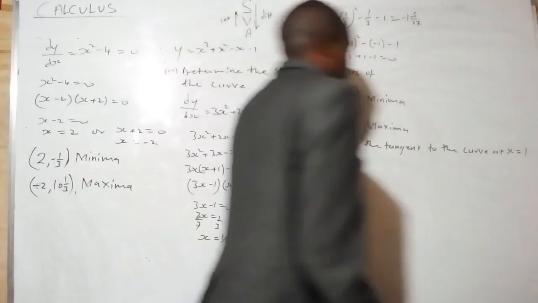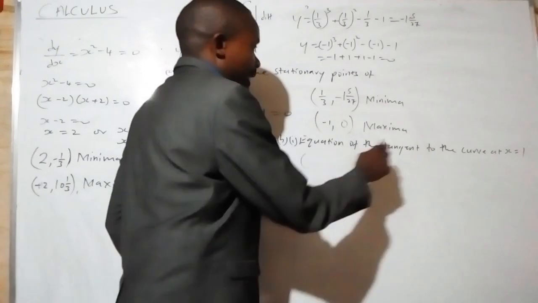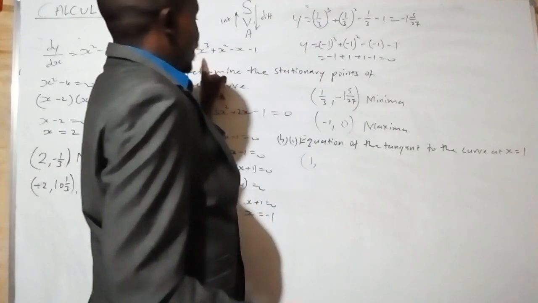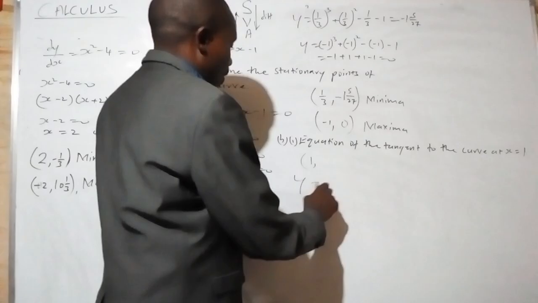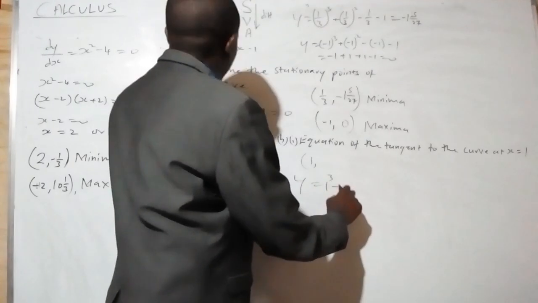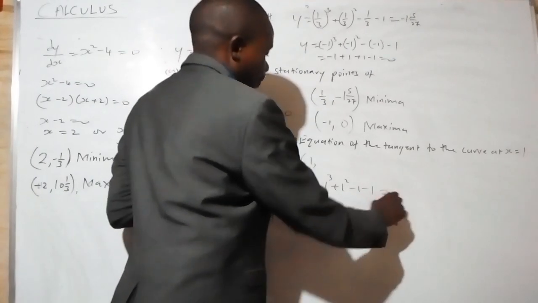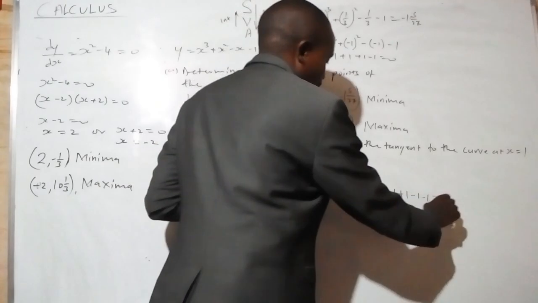First of all, we can get the other coordinate. We know that x is 1. What of y? To get y, take this equation and substitute where we have x with 1. y is equal to 1 cubed plus 1 squared minus 1 minus 1, to have 1 plus 1 minus 1 minus 1, it's 0. Yeah, that is the coordinate.